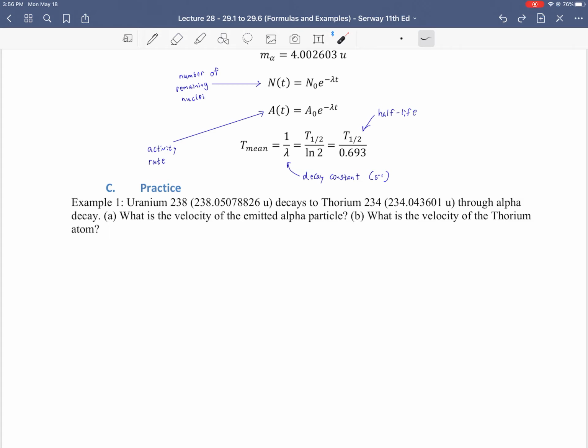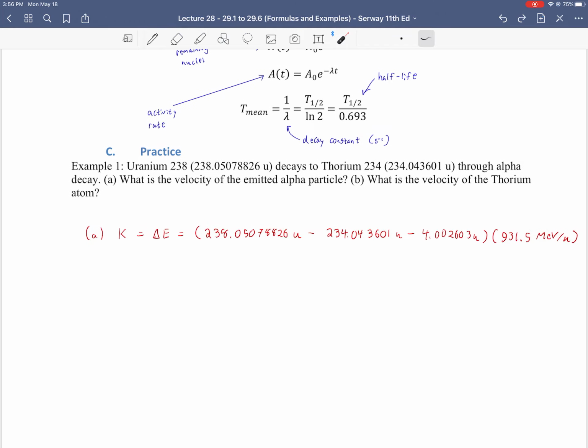What is the velocity of the emitted alpha particle, and what is the velocity of the thorium atom? So we're going to find the velocity of both products, because uranium in this case is becoming 1 alpha particle plus 1 thorium atom. So they're both particles in a sense, all right? And those two very, very tiny things are going to go off with different speeds. And we can find those speeds through simple conservation of momentum and energy. So let's run through it.